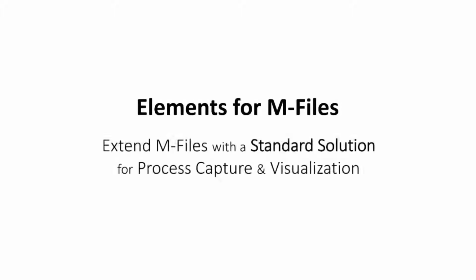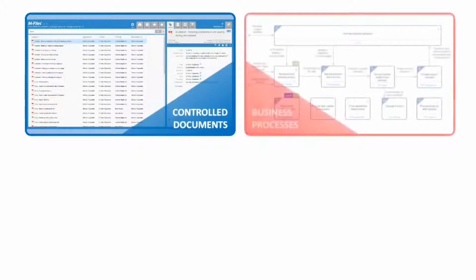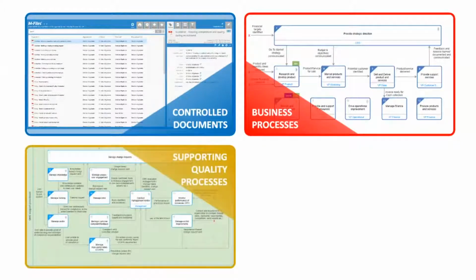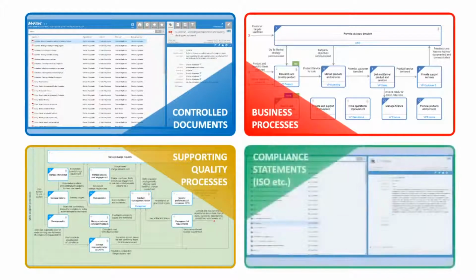To show you some possibilities of Elements for M-Files, we created a demo with 4 components. One component is controlled documents, which are managed in M-Files. Another are business processes that we've mapped in Elements.Cloud. Then we have supporting quality processes, and in the demo you can see a module for managing audits. And then we have compliance statements from ISO 9001.